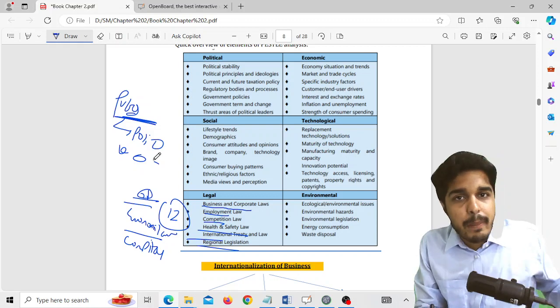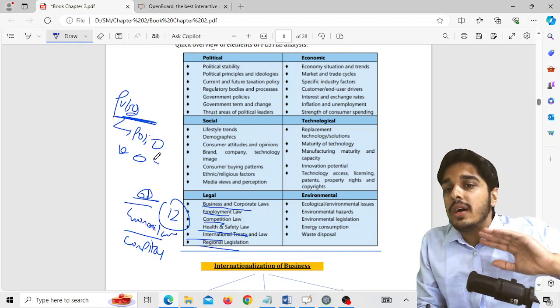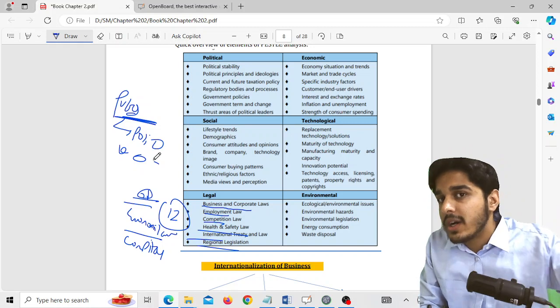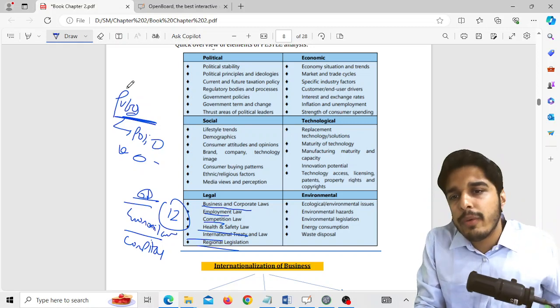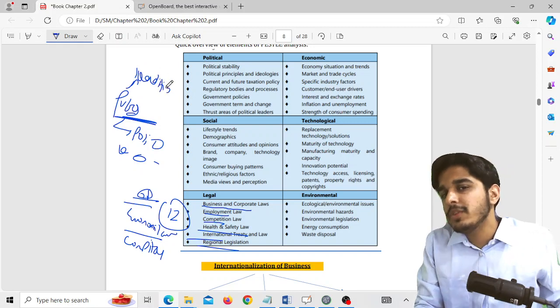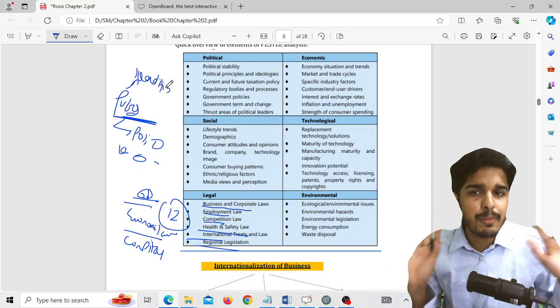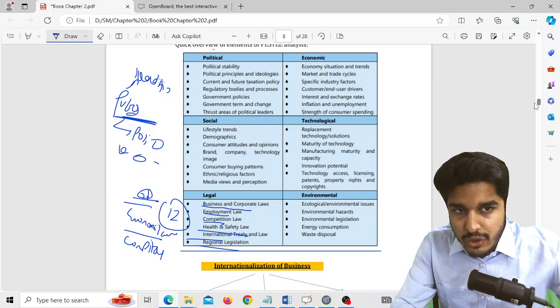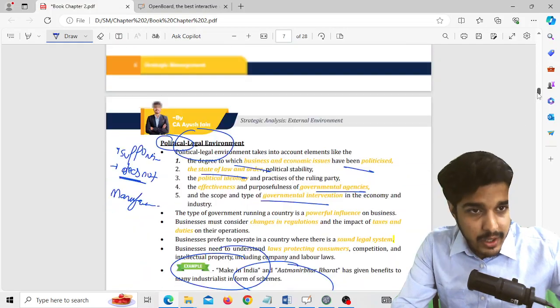Why? Because the government is not finding this game a good game. Why? Because a lot of people are committing suicide and it is a very bad addiction for them. So I would say that political and legal support is zero in this case. So this was my political and legal factor.